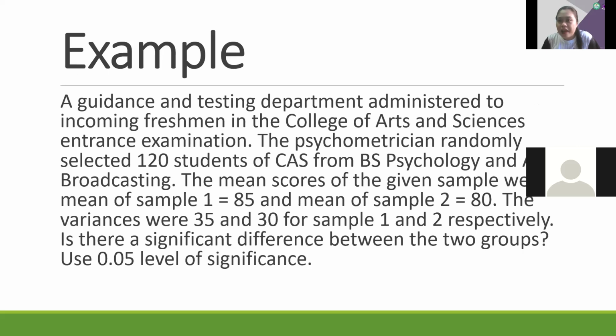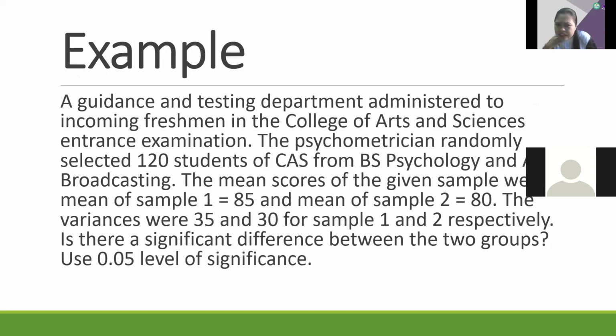That's the same decision rule as that of the one sample z test. So let's have an example so you know how we are going to compute for this. And of course, the most important thing is that after the computation, we need to have a decision or conclusion. So we have this: a guidance and testing department administered to incoming freshmen in the College of Arts and Sciences.